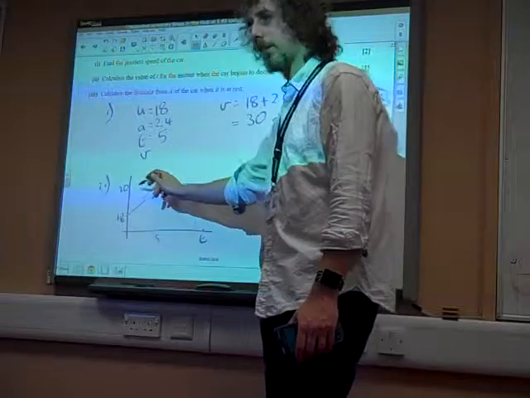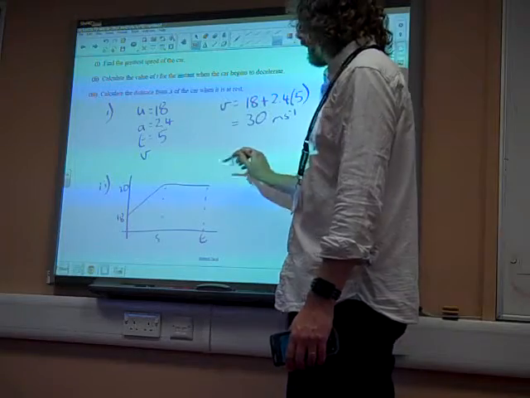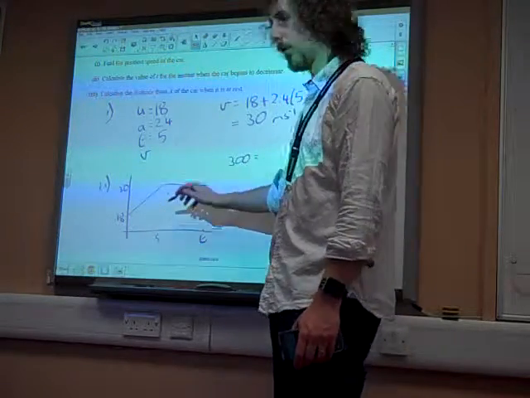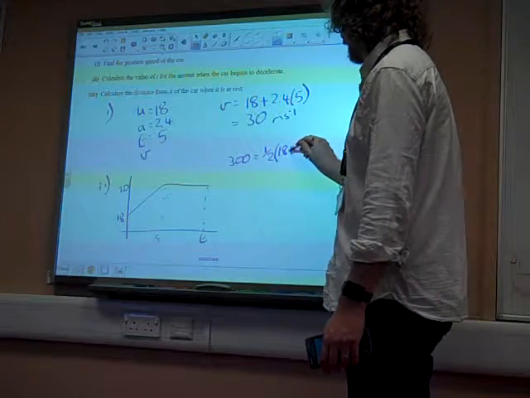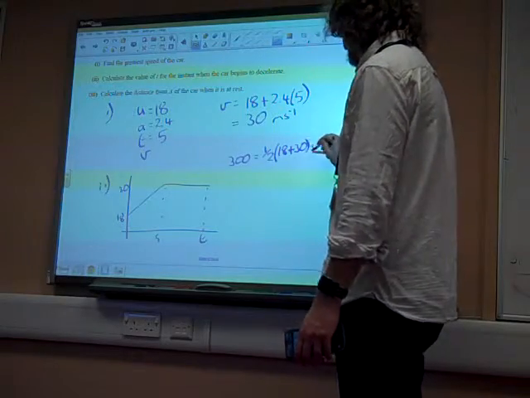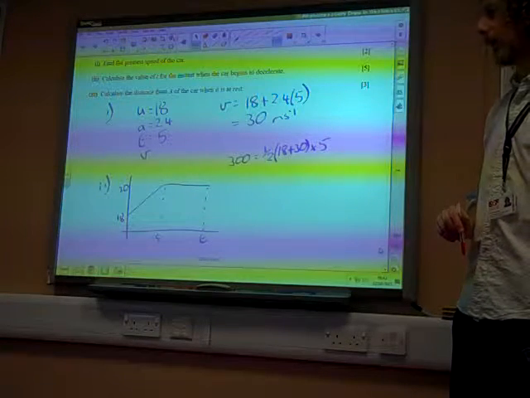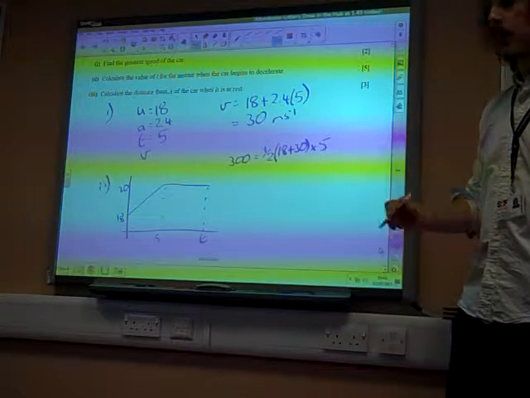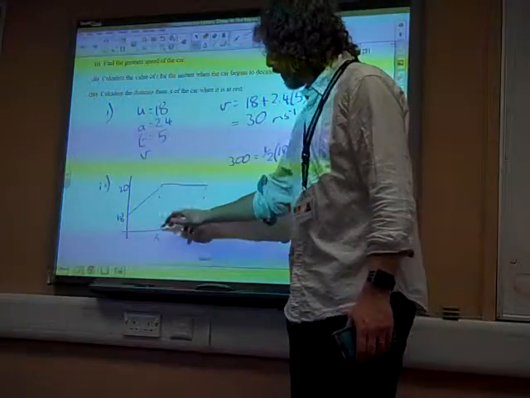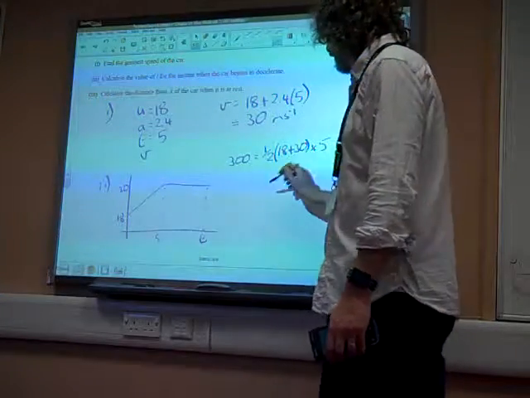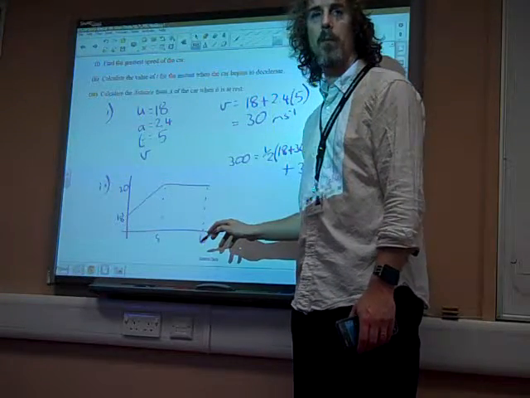Mm-hmm. So the area of this trapezium is half the sum of the parallel sides. That's how you work out the area of a trapezium. A half of 18 plus 30 multiplied by the distance between them, times 5. So that's the distance it will have covered in the first 5 seconds, plus the next bit of distance, which is a rectangle. So that is 30 times this distance here, which is t minus 5.